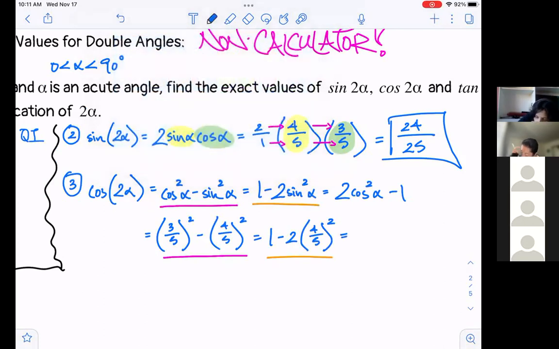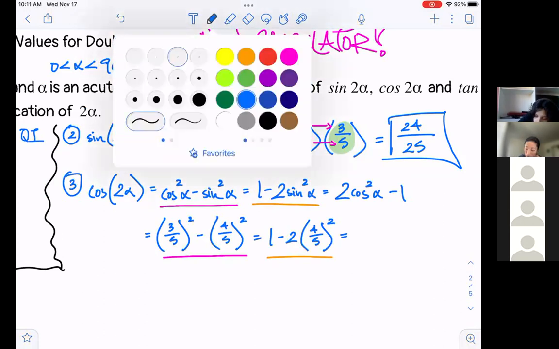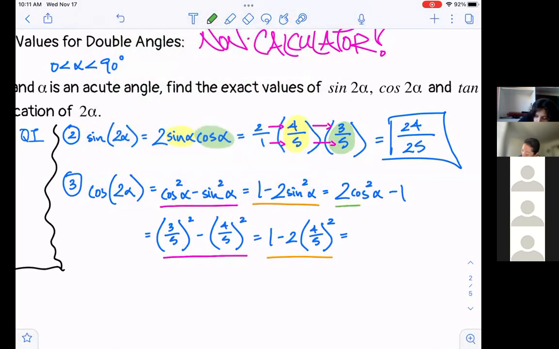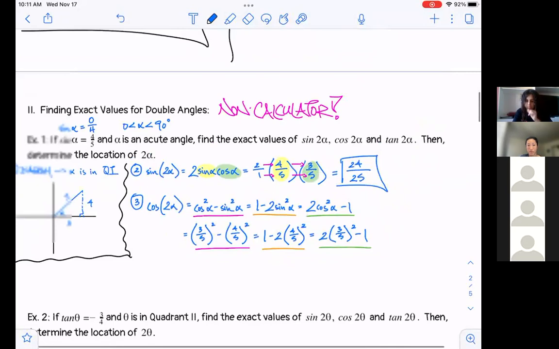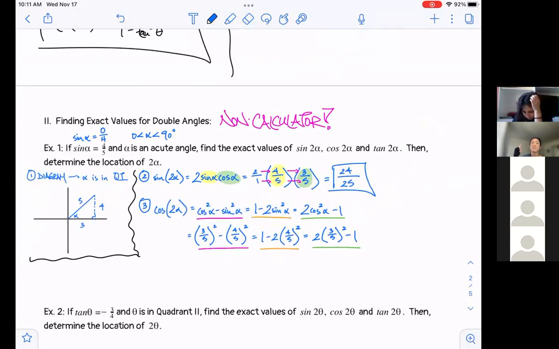All right, and if I choose the last one here, I will get 2 times 3 over 5 squared minus 1. All right, that looks like a lot. And I just want to remind you, we're only going to choose one of them. We want to choose the one that is going to be the most efficient for us. We don't want to do more work than we have to.